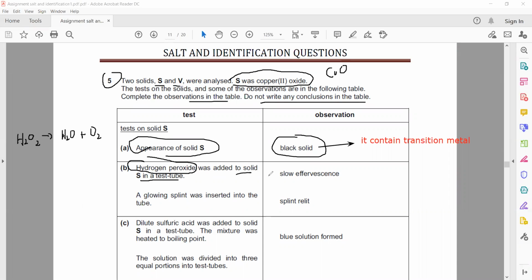When we add solid S, hydrogen peroxide decomposes slowly, slow effervescence. So it is not a better catalyst. This shows that S is not a better catalyst. Because if a substance is a better catalyst, the rate of decomposition of hydrogen peroxide increases. And when hydrogen peroxide decomposes, it decomposes into water and oxygen. What is the test for oxygen? A glowing splint. It will relight. That's the test for oxygen gas.